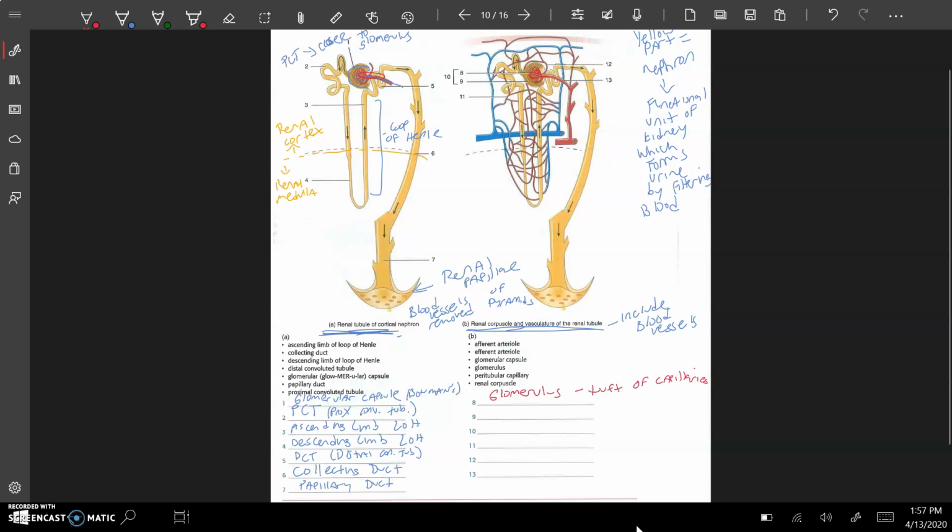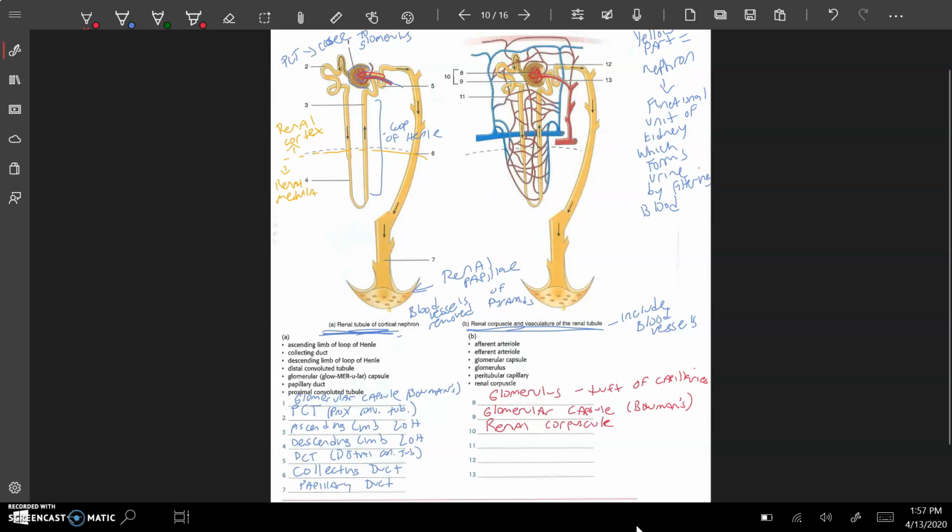Okay, number 9 is going to be what we filter into, and so we're going to call that the glomerular capsule again, or Bowman's capsule. The two of them together are going to make up what we'll call the renal corpuscle. So 8 and 9 equals 10.